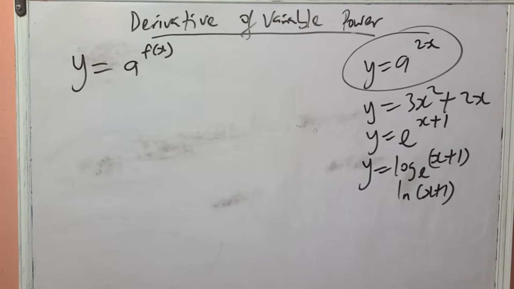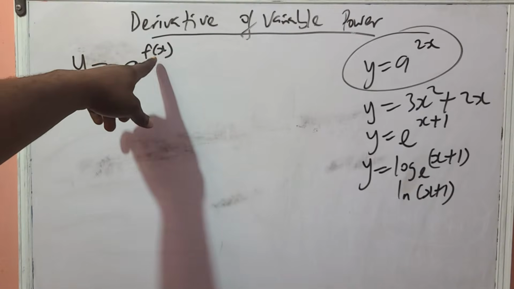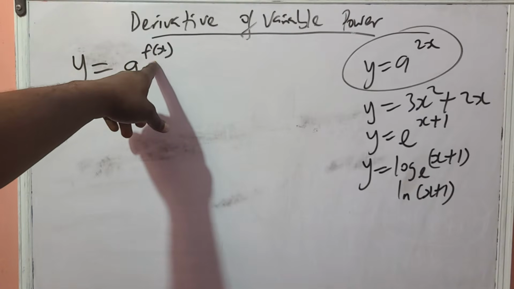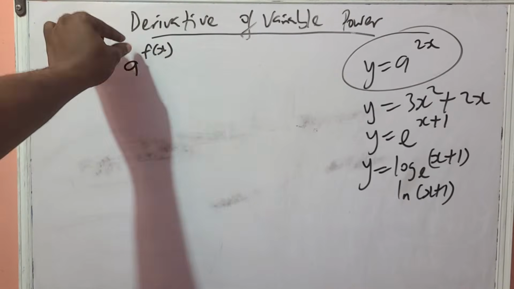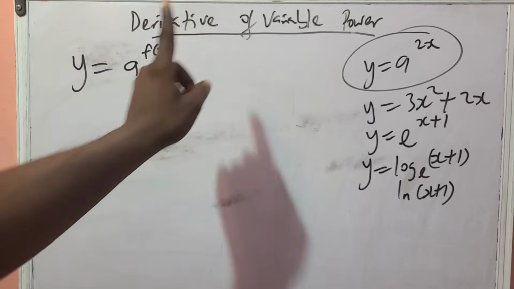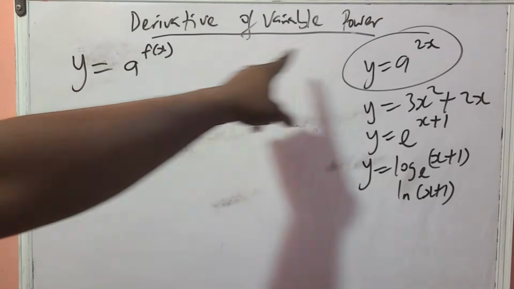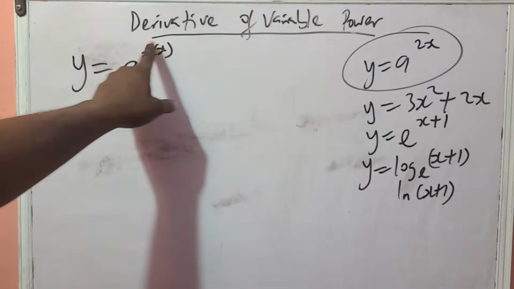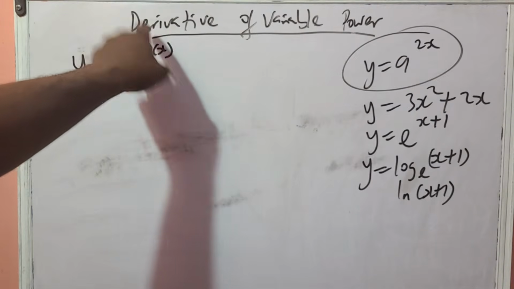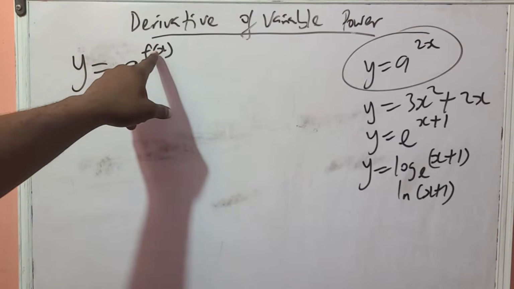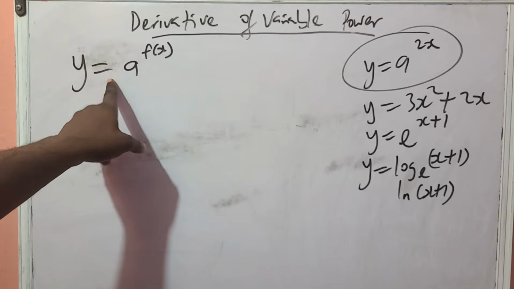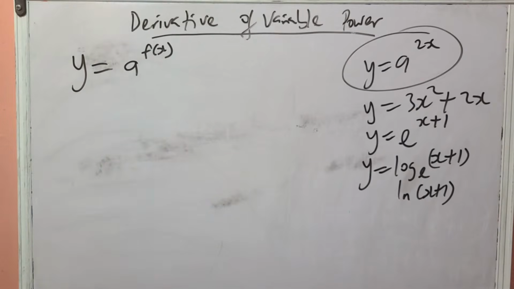That means it could be anything. It could be 2x plus 1, it could be 3x squared plus 2. This power could be anything. It could be a logarithm function, it could be an exponential function, it could be anything. Please note that f(x) doesn't necessarily have to be a simple term like 2x. But what's essential is that f(x) is the power of a variable. So you're asked to find dy over dx. Now, what do you do?